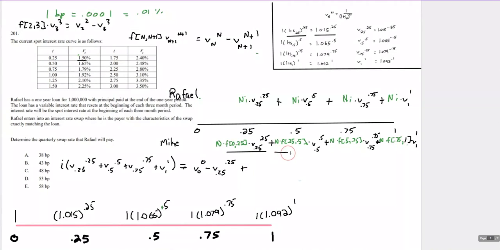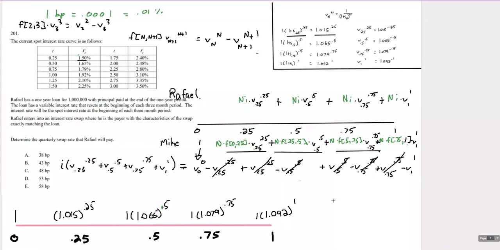Plus, now from this expression, I can get v to the 0.25 raised to the 0.25 minus v to the 0.5 raised to the 0.5. Now from this expression, I can get v to the 0.75 minus v to the 1 raised to the 1 power. So it's going to cause a lot of things to cancel out. This cancels out with this, and this cancels out with this. And then this is just 1.